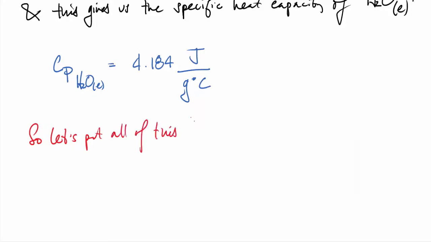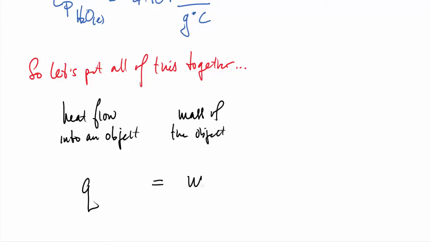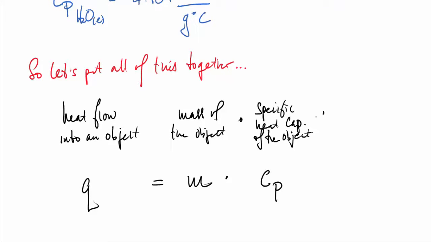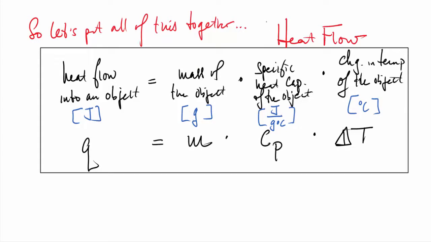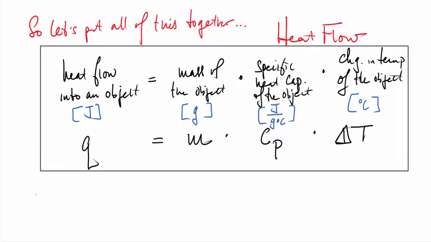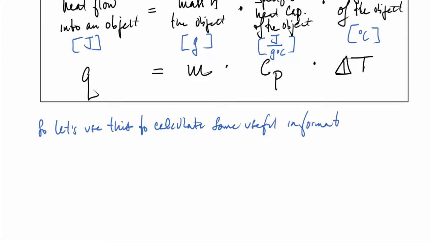Let's see if we can put this all together now. We'd like to get an expression for the heat flow. The heat flow into an object, that'll be called Q, will be the mass of the object, m, multiplied by the heat capacity of the object, Cp, and then multiplied by the change in temperature of the object, delta T. The units will be joules, grams, joule per gram degrees Celsius, and finally degrees Celsius at the end. This will be our equation for heat flow. It'll be positive when heat flows into an object and negative when heat flows out. Let's use this to calculate some useful information.